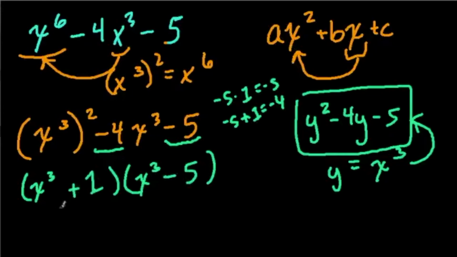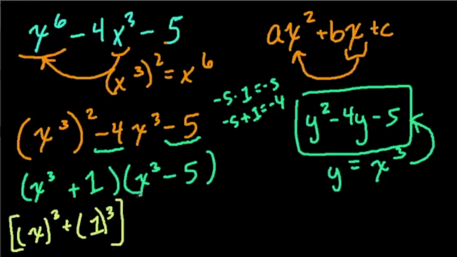And now essentially I'm done, except of course you want to look out for the sum or difference of cubes. This is not a difference of cubes because there's no whole number cubed that gives you 5. So instead we look at this one. 1 cubed is 1, so we have 1 cubed, and x cubed is also a cube. So we have x cubed plus 1 cubed, and then we still have x cubed minus 5.